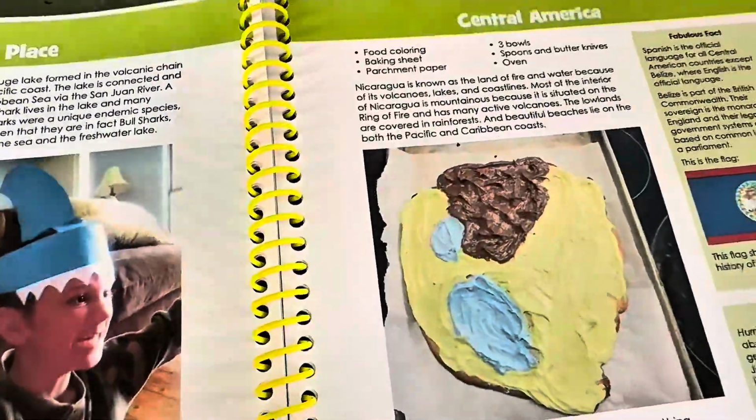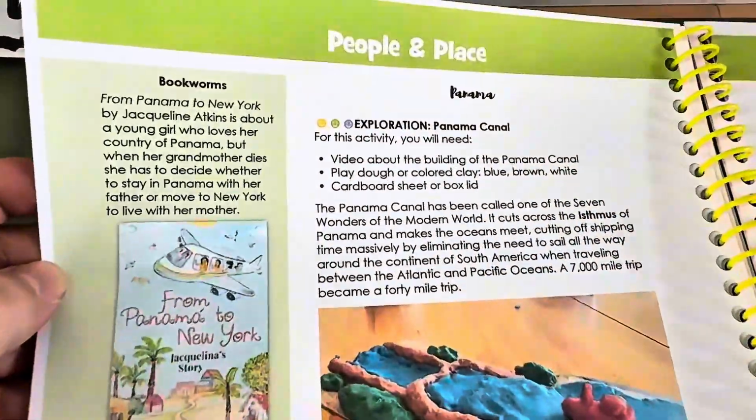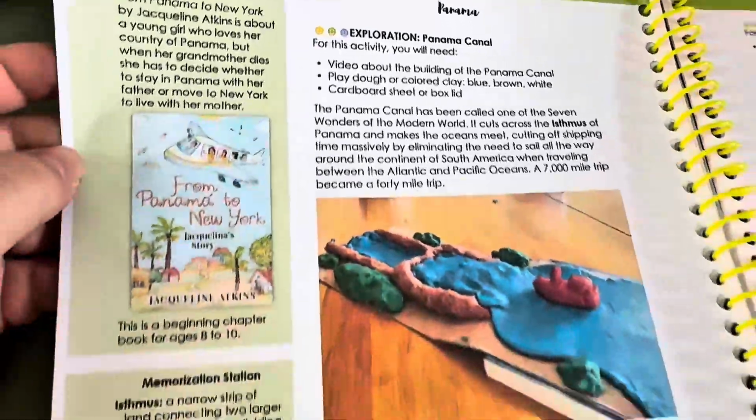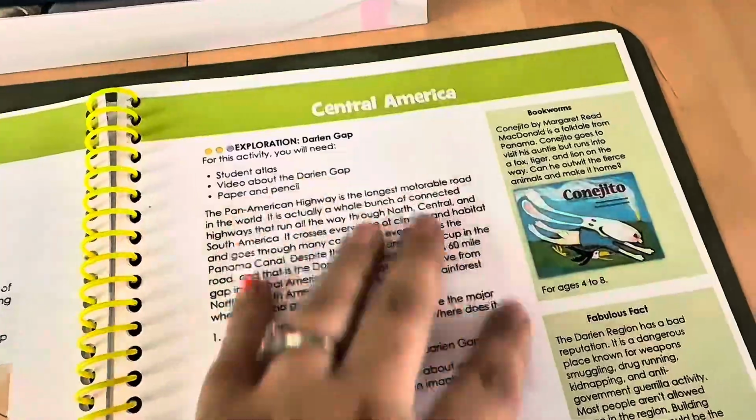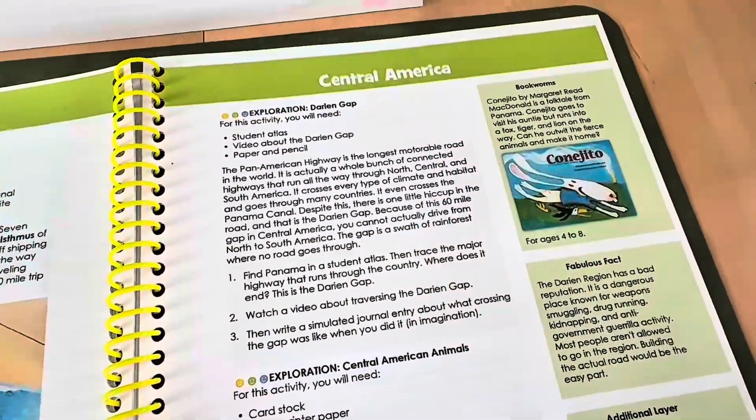And so then you can go ahead and do this salt dough map and all sorts of things. Then it's going to take you country by country. So then you have Panama, so you're probably going to be focusing on the Panama Canal. You have all these books and stuff to do, and that is the flow for the rest of the curriculum.